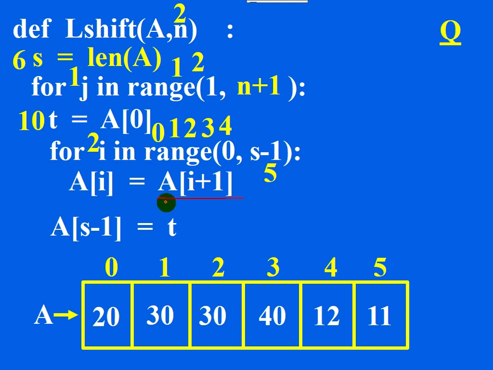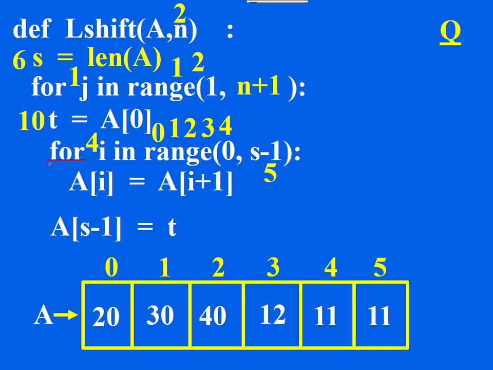A of 2 plus 1, A of 3 is assigned to A of 2, which means this 40 is assigned here. Okay. Now I takes the next integer in the range, that is 3. So your I contains 3. A of 3 plus 1, A of 4 is assigned to A of 3. So this 12 is assigned here. Again, I takes the last integer in the range, that is 4. Now A of 4 plus 1, A of 5 is assigned to A of 4. So this one is assigned here. 11 comes here.